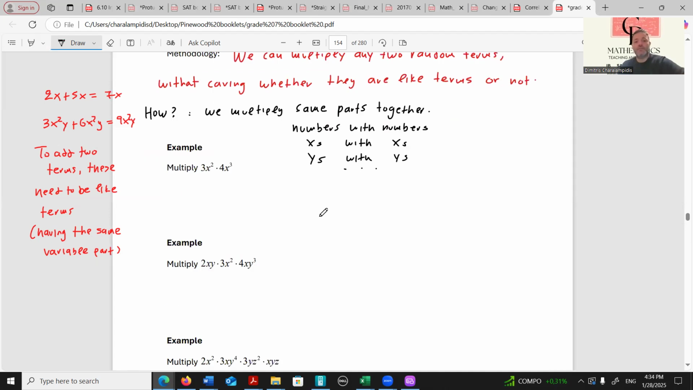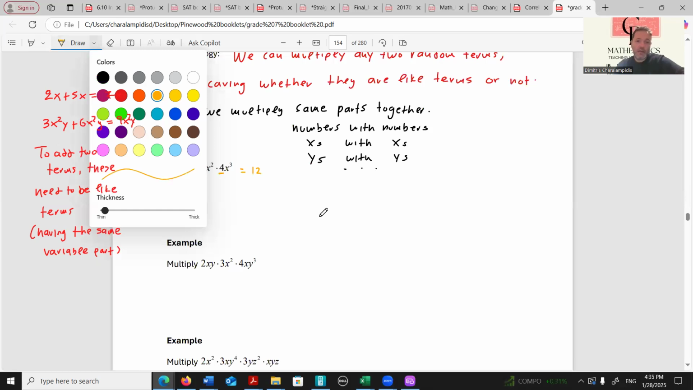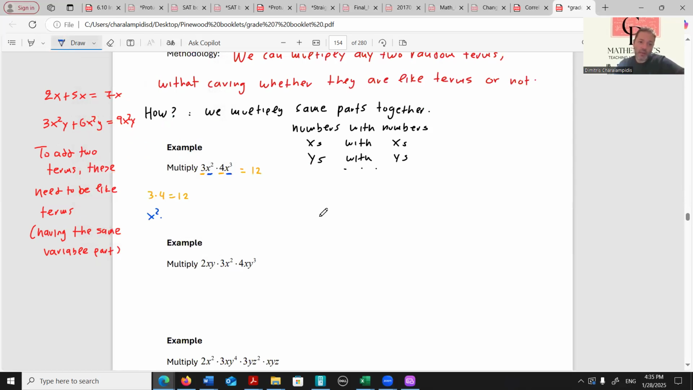Let's multiply 3x squared and 4x cubed. Based on what I just said, we need to simply multiply the similar components of these two. First of all, numbers together. 3 times 4 is 12. So there is definitely a 12 in the result. And then x's together. X squared times x cubed should be the same as x to the 2 plus 3, which is x to the power 5. The answer would be 12x to the power of 5. And the property I just used was that x to the power of n multiplied by x to the power of m is x to the power of n plus m.